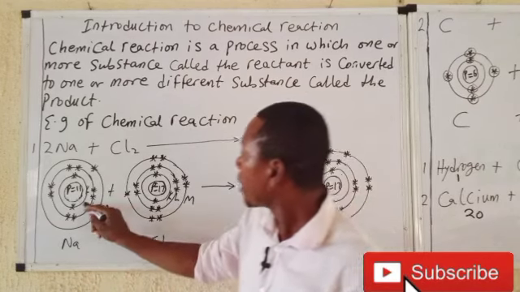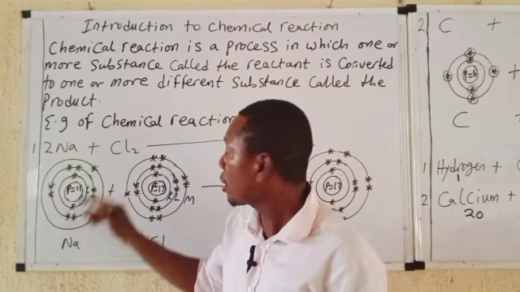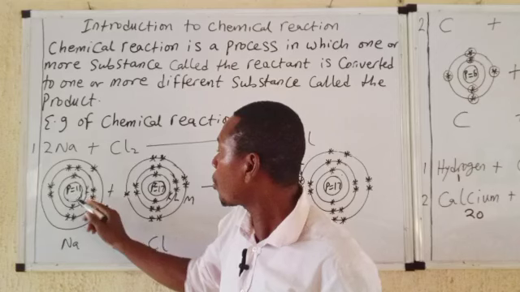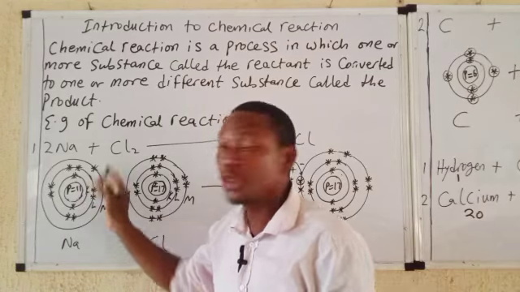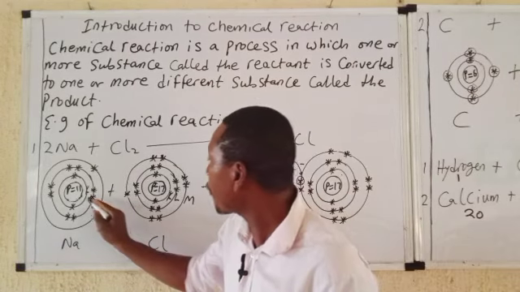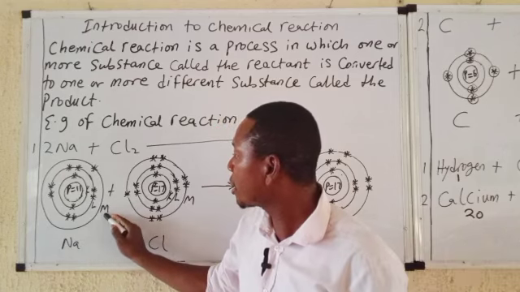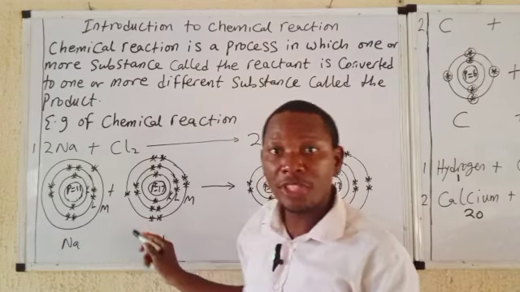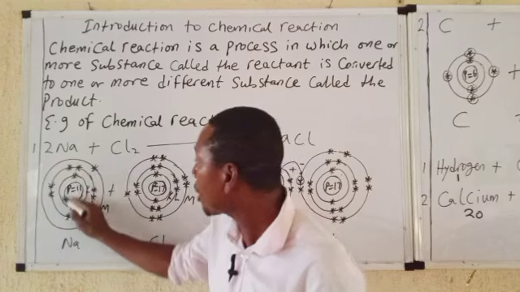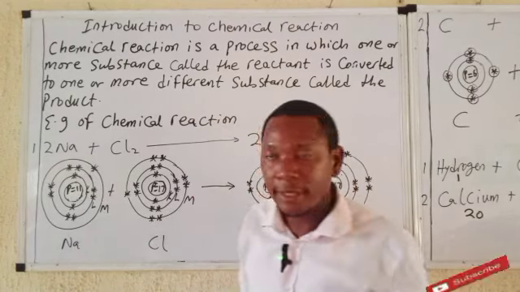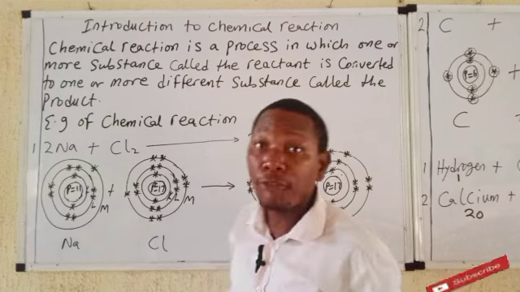Remember, an atom is made up of the nucleus, where the protons and the neutrons are, while the electrons are distributed in the shells. The first shell is called the K shell. The second shell is the L shell. The third shell is the M. The fourth is the N. Now remember, the first shell only takes 2 electrons. The second shell can take 8. The third shell, 8. The fourth, 8.